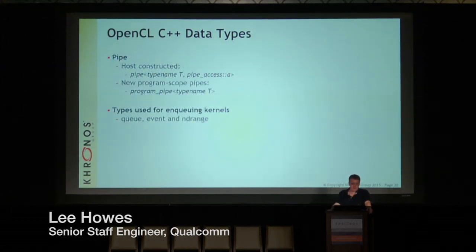Then we have the pipes, defined much the same way as images. We also have a program scope pipe. The reason for that is that program scope pipes can be both read and write at the same time, and I'll show what that means. And then we have types that are used for enqueuing kernels, so obviously an ND range, events to put dependencies and queues.